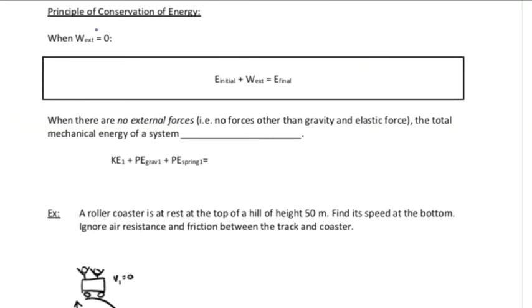This brings us to the principle of conservation of energy. In the special case where there is no external work, where this term becomes 0, then the initial energy of the system and the final energy of the system are the same. In other words, when there are no external forces, no forces other than gravity or the elastic force doing work on the system, then the total mechanical energy of a system remains constant. The initial kinetic energy, the initial gravitational potential energy, and the initial spring energy are equal to the final kinetic energy, the final gravitational potential energy, and the final spring energy. Those two sums are equal to each other.